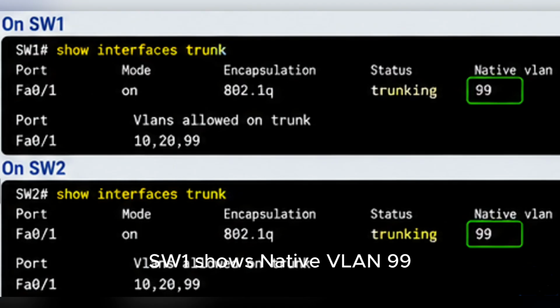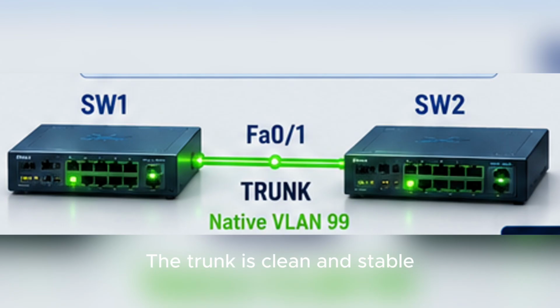Perfect. SW1 shows native VLAN 99, SW2 shows native VLAN 99, and the mismatch is gone. The trunk is clean and stable.